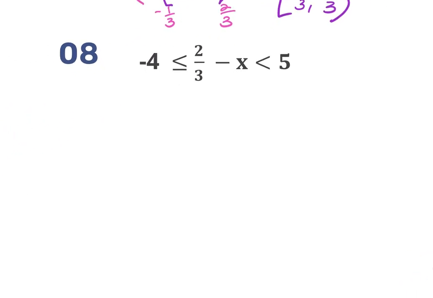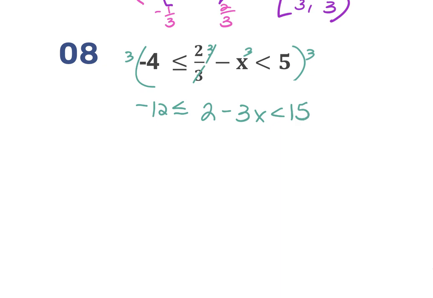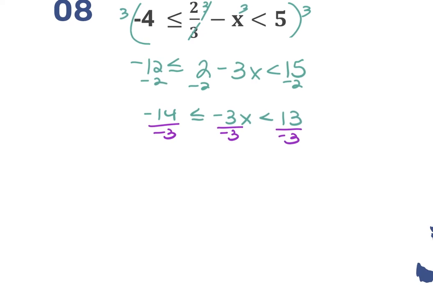All right, 8. I'm going to get rid of that 3. Multiply each term by the 3. Negative 12 is less than or equal to, the 3's cancel here, 2 minus 3x, which is less than 15. I'm going to subtract the 2. Negative 14 is less than or equal to negative 3x, which is less than 13. Divide by negative 3. What happens when I divide by a negative? My signs flip. So this becomes 14/3 is greater than or equal to x, which is greater than negative 13/3.